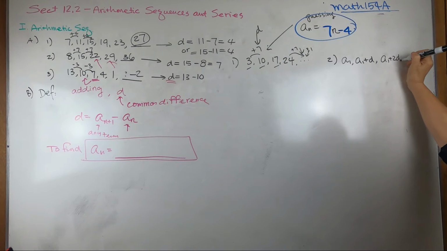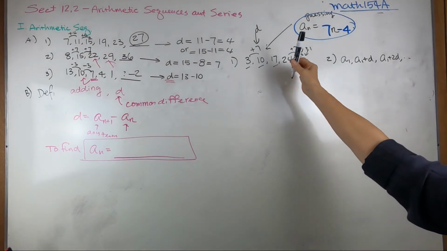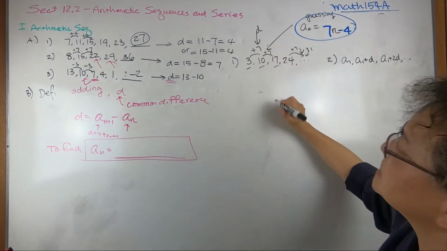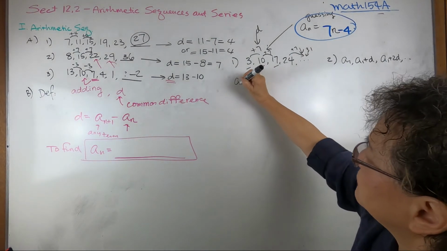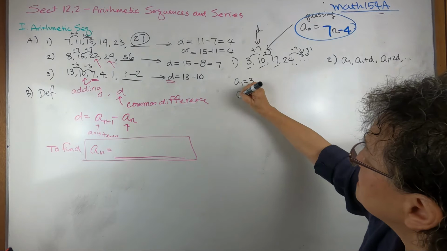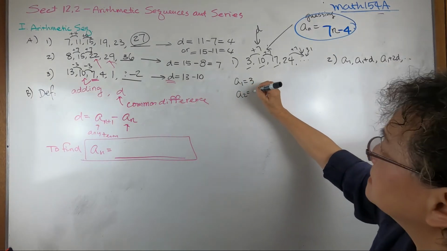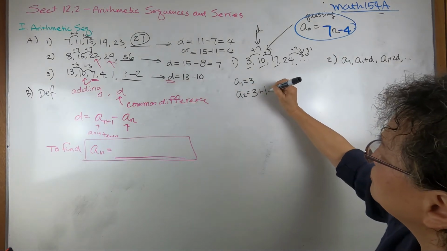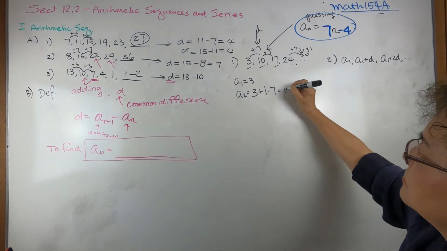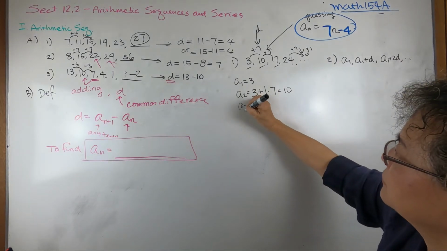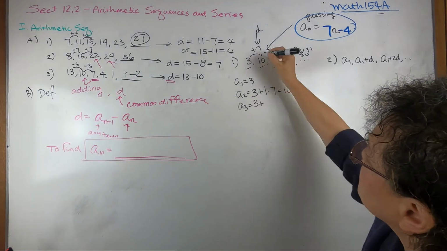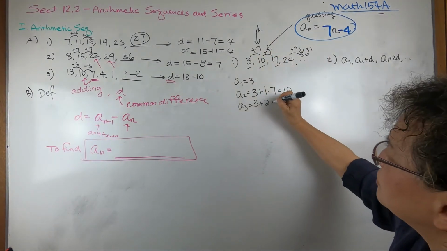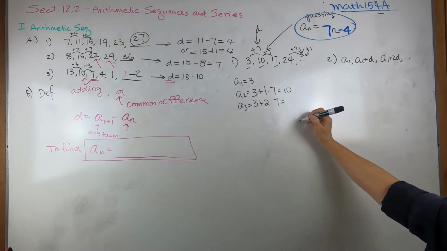A1 plus 2D, right? This one you add twice that much difference. So let's compare them. If my A1 is 3, A2 is what? 10. 10 means what? You add one more 7, right? That would be 10. A3 would be what? A3 would be started from beginning. You add what? 2 of the 7, right?